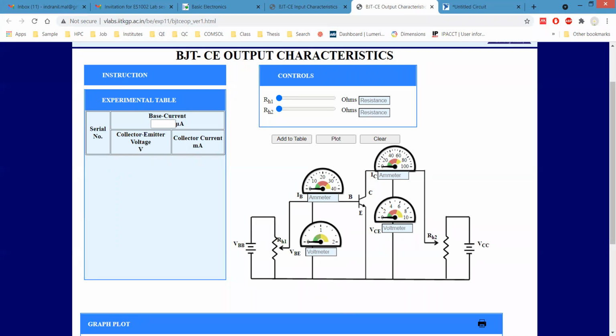So which configuration is it? It is your common emitter. So common emitter has which one, current gain maximum or voltage gain maximum? Can you remember?